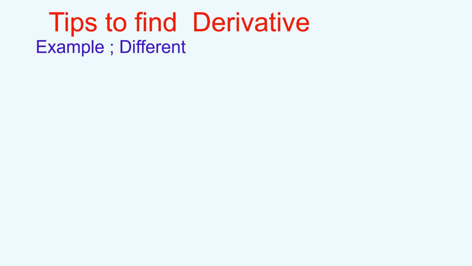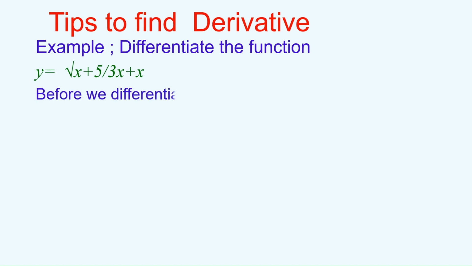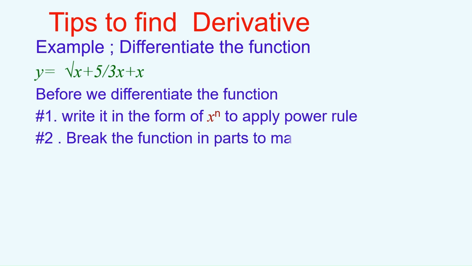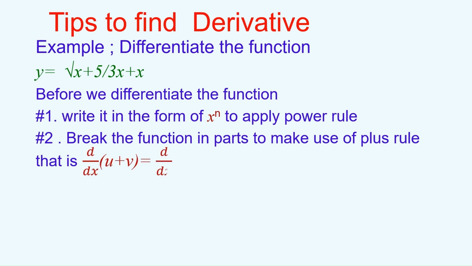Tips to find derivative. Example: differentiate the function y equals square root of x plus 5 divided by 3x plus x. Before we differentiate the function, number 1, write it in the form of x to the power of n to apply power rule. Number 2, break the function in parts to make use of plus rule, that is d/dx (u plus v) equals d/dx u plus d/dx v.